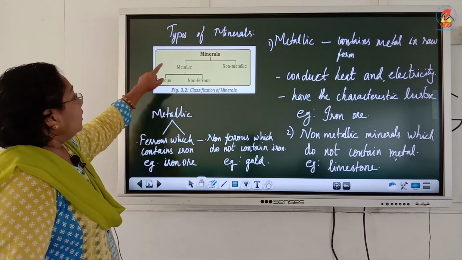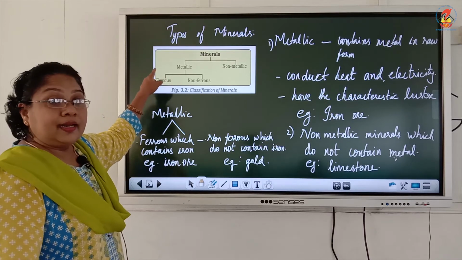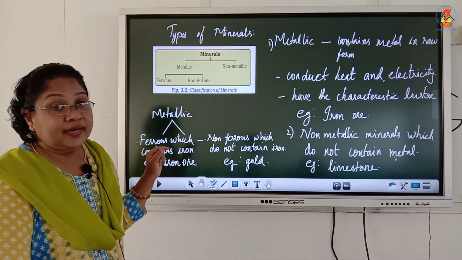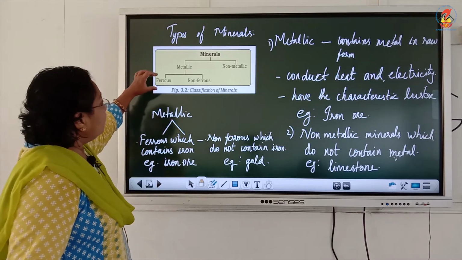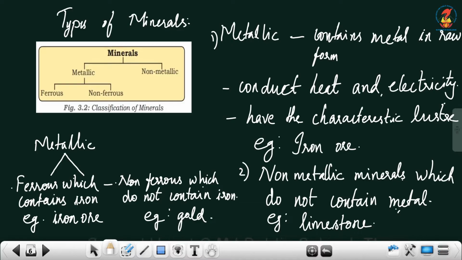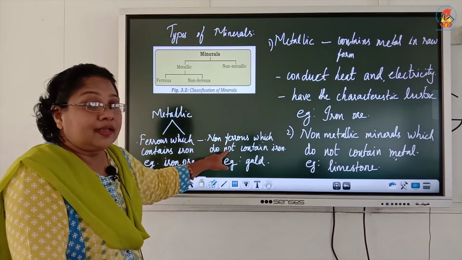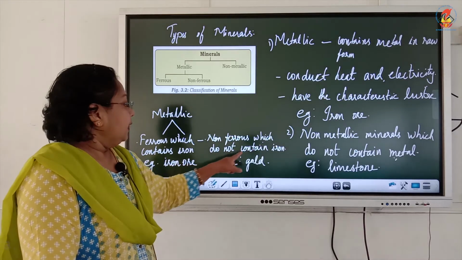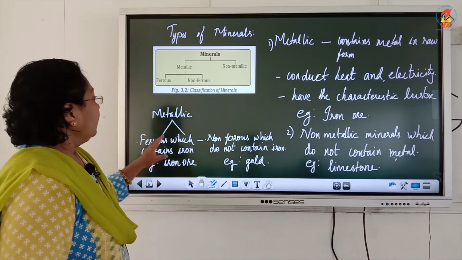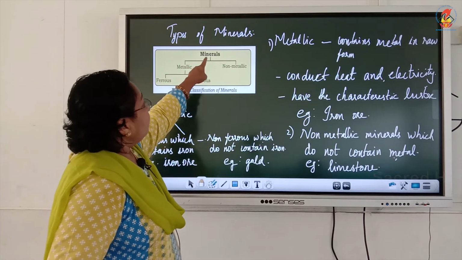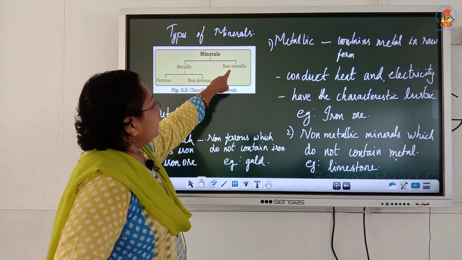Now coming to the classification of metallic minerals. Metallic minerals can be classified into two, ferrous and non-ferrous. Again from the word itself we can see that a ferrous mineral contains iron. In ferrous there will be iron, and again you can use iron ore as an example. Non-ferrous means no iron. So non-ferrous means it does not contain iron. An example is gold.